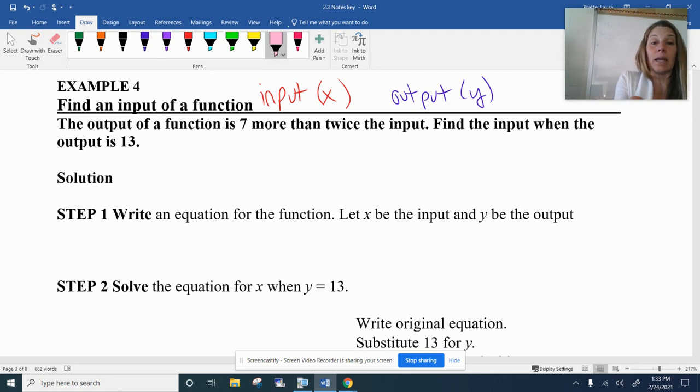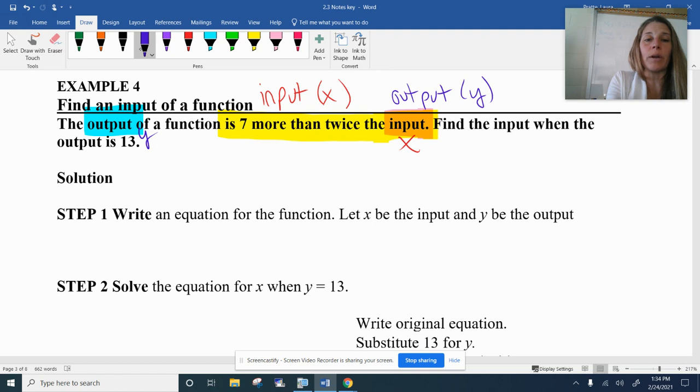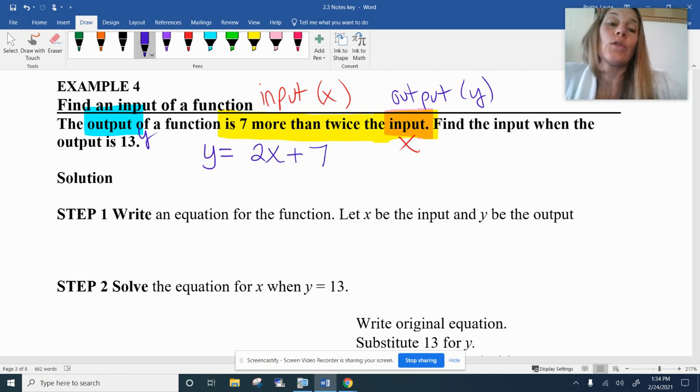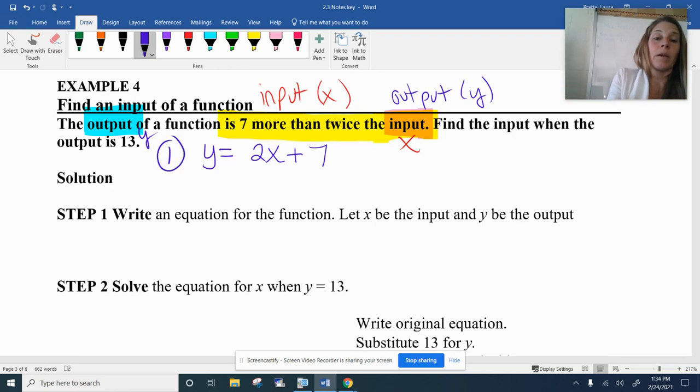So everywhere you see an input, that's really just an x, okay? If you see output, that's really just a y. So here it's saying the output of a function is 7 more than twice the input. So how do I write that equation? Well, the output of a function that's going to be y equals 7 more than twice the input. So twice the input would be 2x, and 7 more than that would be plus 7. So the first thing that you have to do is write the equation. So that was step 1 right there.